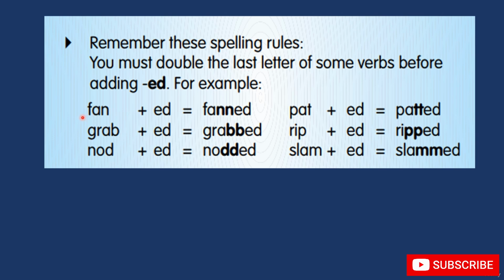And surely you remember the vowels. We have 5 vowels: a, e, i, o, u, and all the other letters are called consonants. Here, grab, grabbed, pp. Nod, nodded, dd. Bet, betted, tt. Rib, ribbed, bb. Slam, slammed, mm.